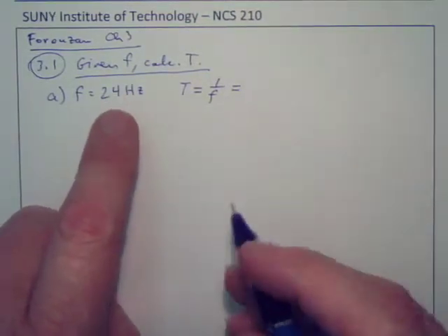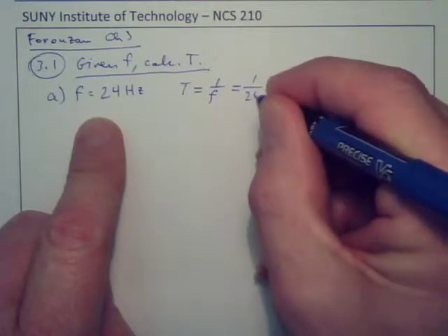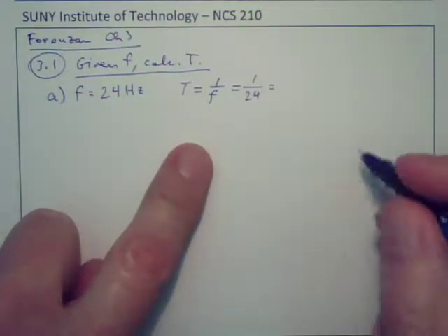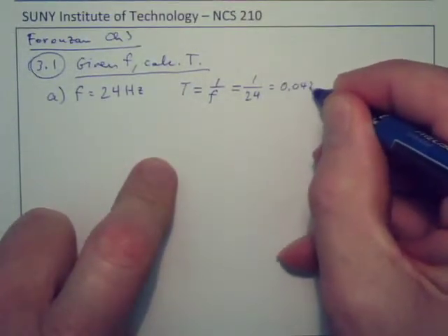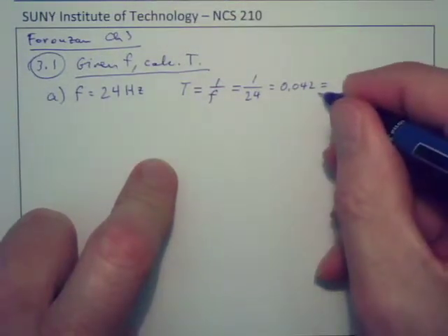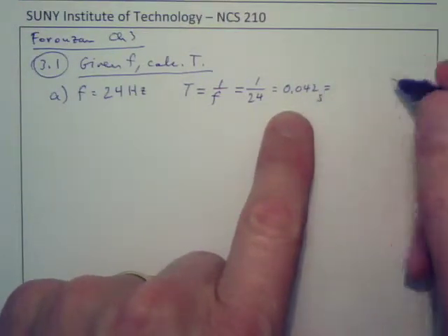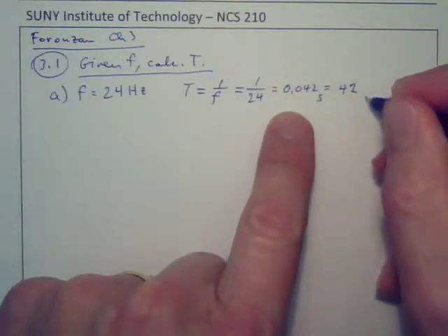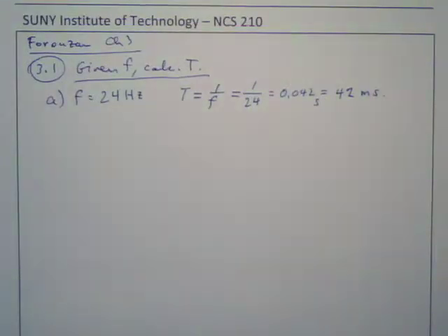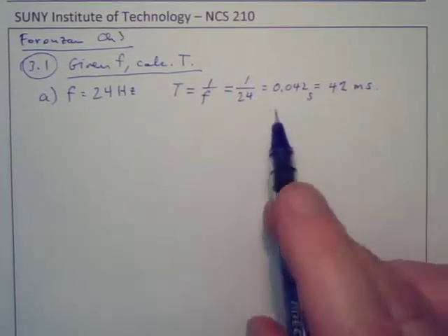And we're going to plug in the number 24 because we're already in Hertz. And I get 1/24 or 0.042. And this has units of seconds, but I'm going to move the decimal point over 3 places and write 42 milliseconds. Okay? And this I typed in on my calculator.